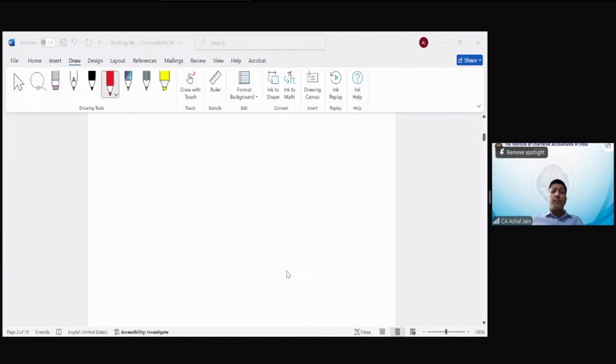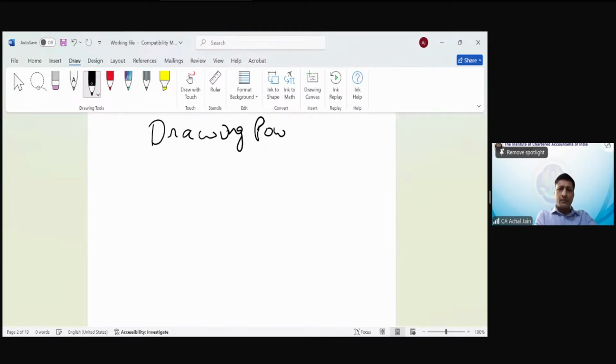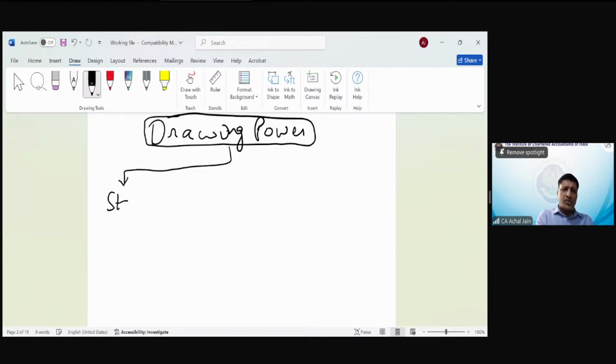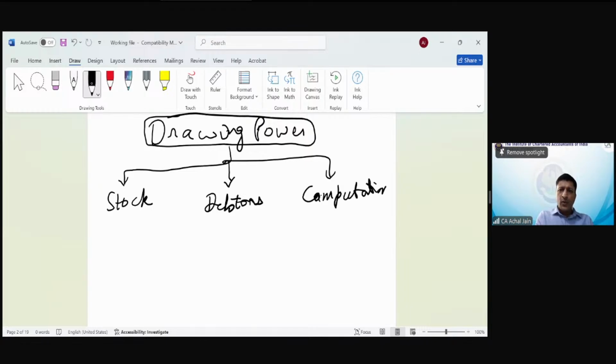See, in case of a drawing power, if you look at that drawing power, broadly we can say three areas are attached to that. One, that is stock. Second, that is debtors. And third, let me just say, is the computation. And I'm talking about a bank, not the borrower. I'm talking about the bank.